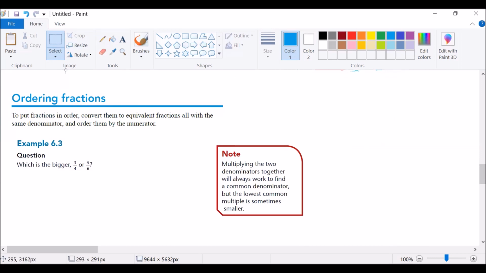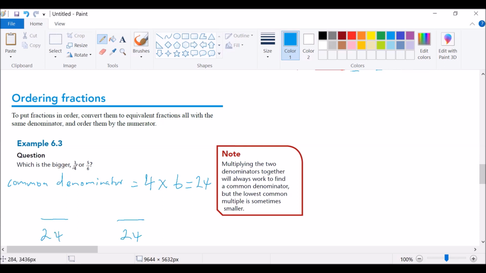Now we go to ordering fractions. In order to compare fractions, they have to have the same denominator. The one with the smallest numerator will be the smallest, and the one with the largest numerator will be the largest. Let's look at this question. Which is bigger, 3 over 4 or 5 over 6? To find our common denominator, we multiply the denominators that we are given. 4 times 6 gives us 24. So now we have a common denominator of 24.